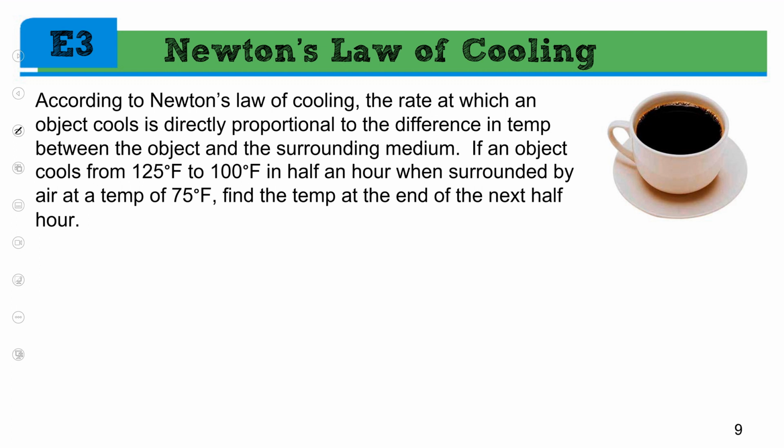Okay. The law of cooling, as you can see in the explanation, the rate at which an object cools is directly proportional to the difference in temperature between the object and the surrounding medium. So for the cup of coffee example, the cup of coffee would be the object, the surrounding medium would be the temperature in the room. Okay? So we get an equation that looks something like this. Let's change colors. Let's work with blue.